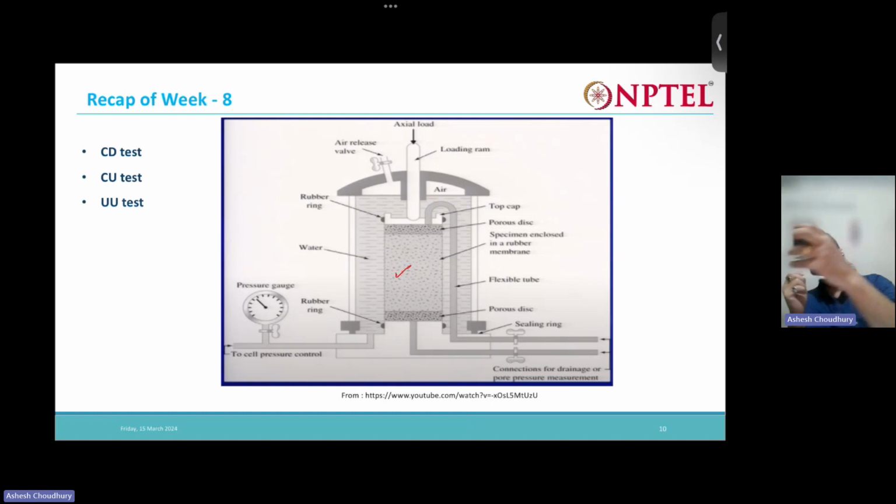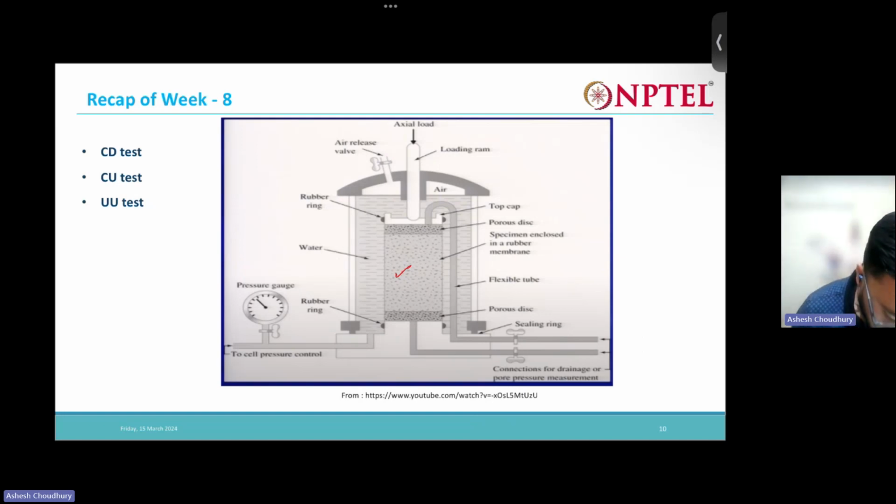At the top and bottom we put some porous stones, so that water can actually come out. So we put porous stones and a rubber membrane, right? Then the confining pressure is applied all around the sample using water. We fill water all around the sample, so that the water pressure applies the confining pressure around the sample. Then, in the second stage, we apply some axial load here, and that induces shearing in the sample.